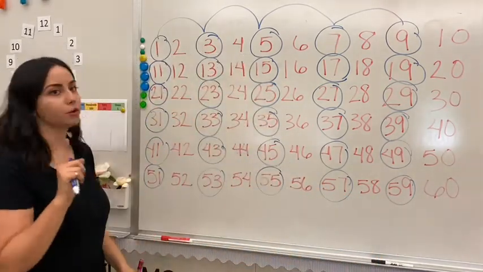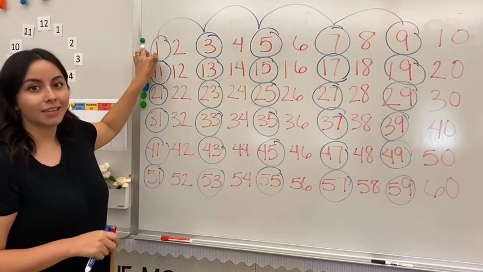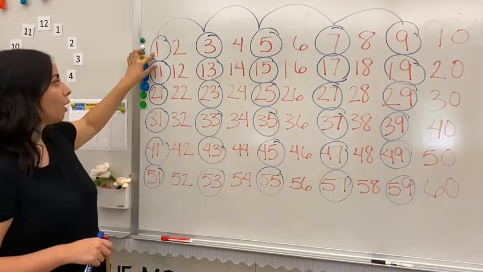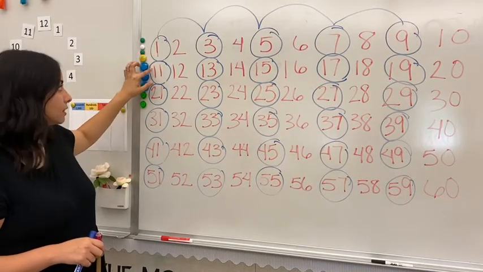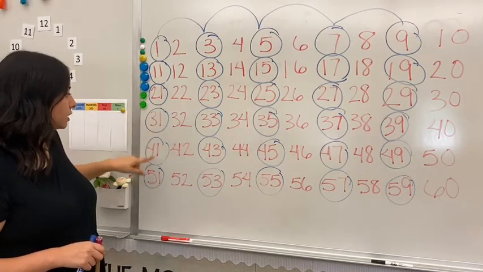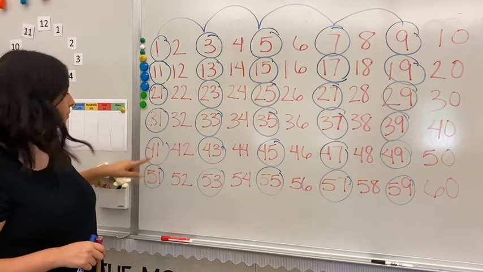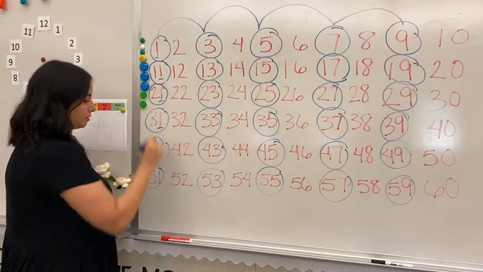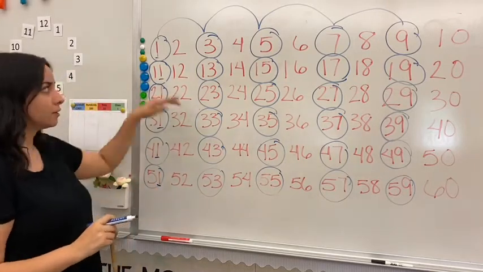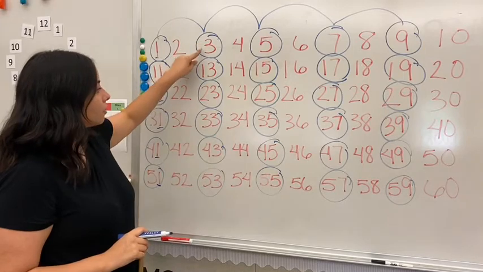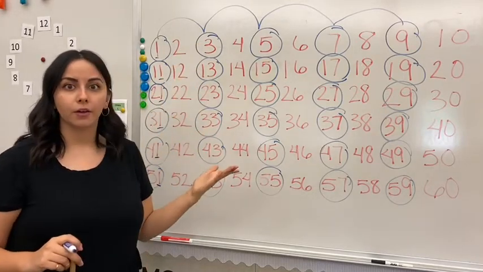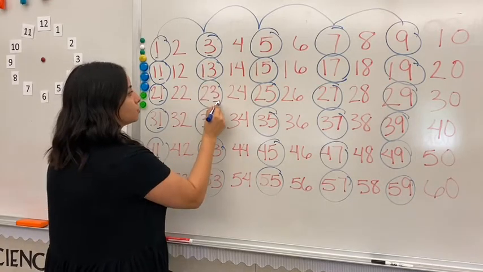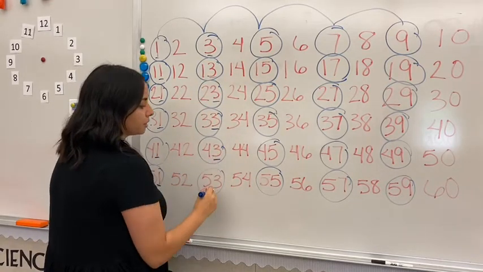Okay, now I want you guys to notice, 1 is an odd number. So all of my numbers that have 1 are gonna be odd, just like 11, 21, 31, 41, 51, they all have what? They all have 1. And they're all odd. Now let's look over here at our 3s. All of our numbers that have 3s are what? They're all odd because 3 is an odd number. So 13, 23, 33, 43, 53.